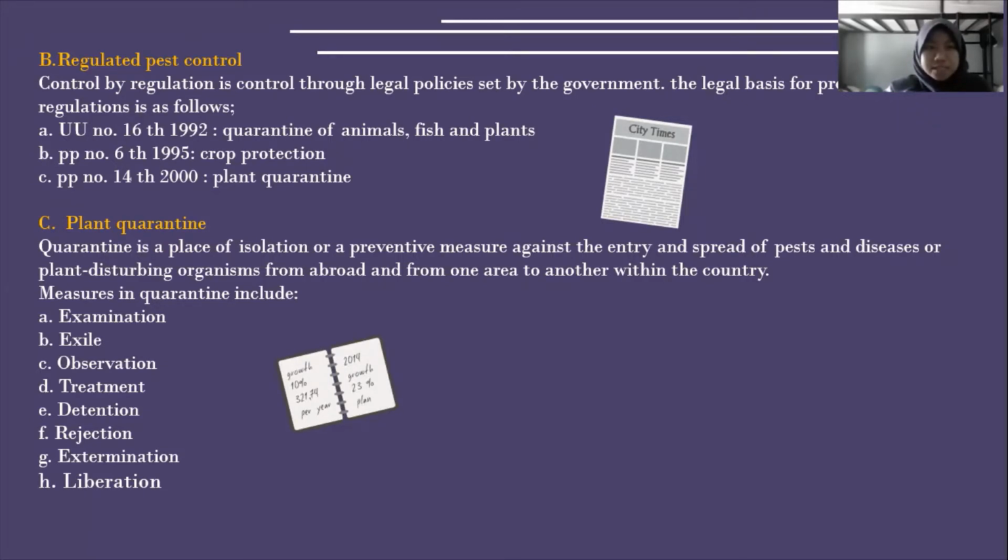Plant quarantine. Quarantine is a place of isolation or preventive measures against the entry and spread of pests and disease or plant-disturbing organisms from abroad and from one area to another within the country. Measures in quarantine include examination, exile, observation, treatment, detention, rejection, examination, and liberation.